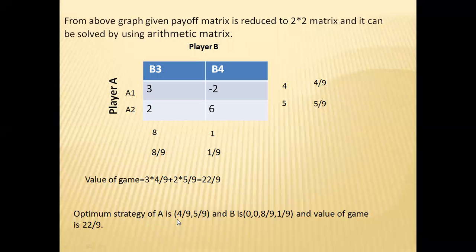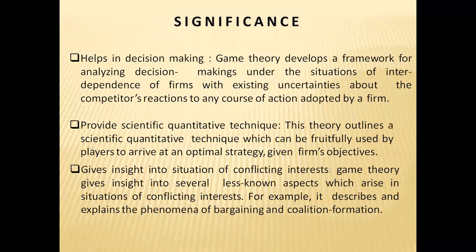So hence the optimal strategies are 4 by 9, 5 by 9 towards A, and here it is 0 and 0 for the two cases, that is B1 and B2, and for B3 and B4 it is 8 by 9 and 1 by 9. And the value of the game is 22 by 9. So application of this graphical method leads to identifying the 2 by 2 matrix. So that is within the limits. So that is the graphical method of solving the conditions.